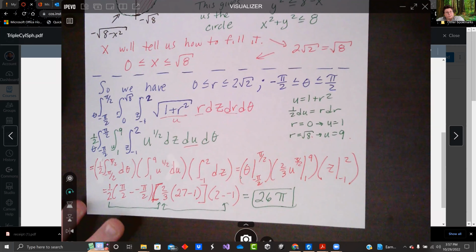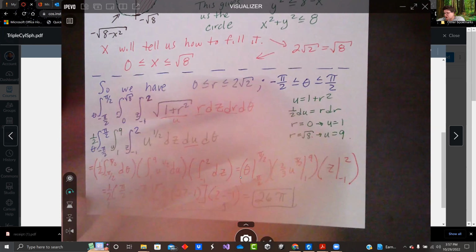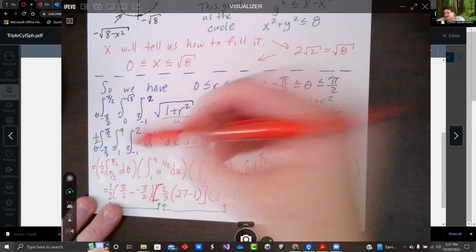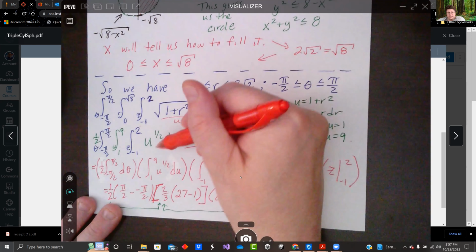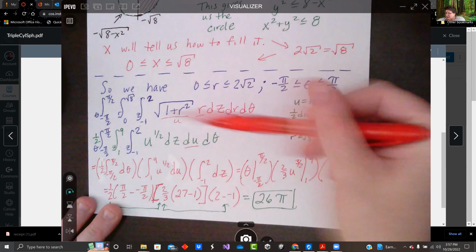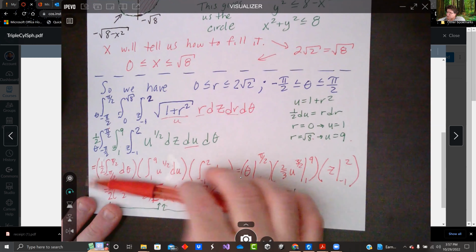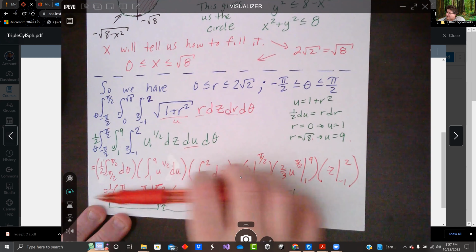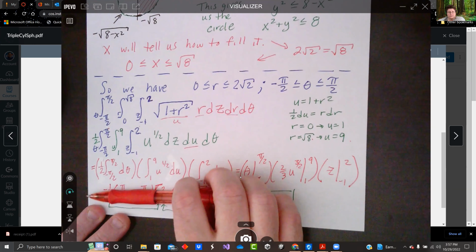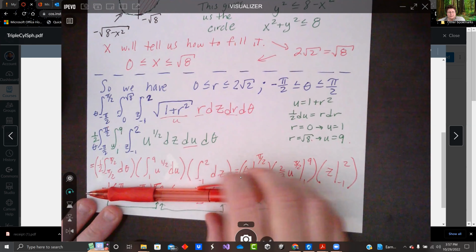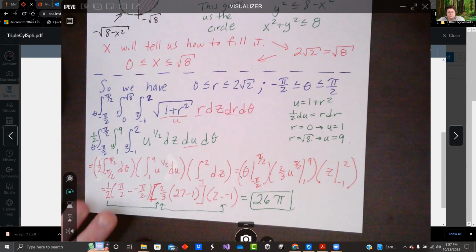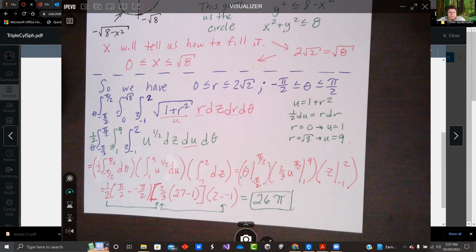This is a separable function. I have no variables in the limits of integration, and it's a product. So I separated it out. I've got a d theta integral, put the 1/2 with that. I've got the u to the 1/2 du from 1 to 9, and then negative 1 to 2 dz. If you work this out, you will see that you get 26 pi.